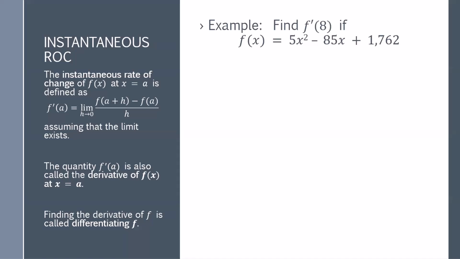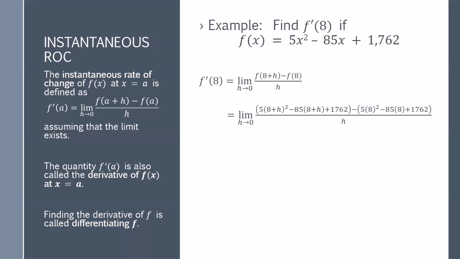As an example, we're going to find f'(8) if f(x) is equal to 5x squared minus 85x plus 1,762. So f'(8) is equal to the limit as h approaches 0 of (f(8 + h) minus f(8)) divided by h. That's equal to 5(8 + h) squared minus 85(8 + h) plus 1762, minus (5 times 8 squared minus 85 times 8 plus 1762), all divided by h.